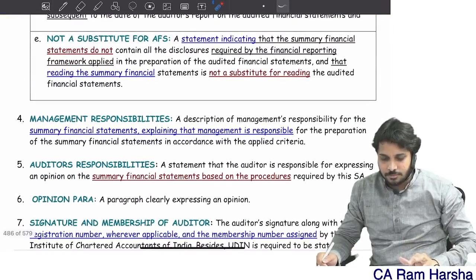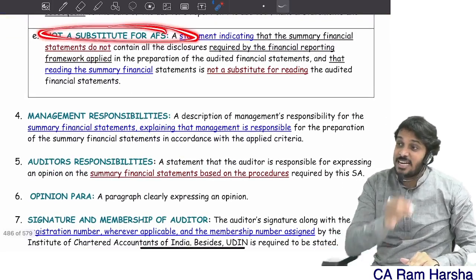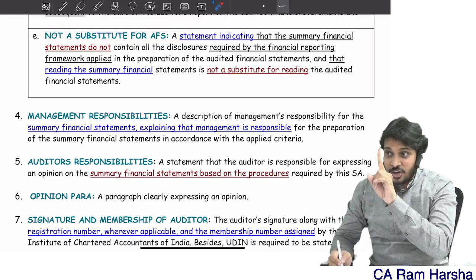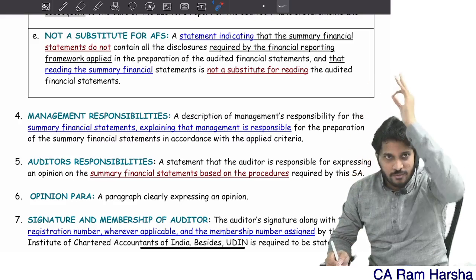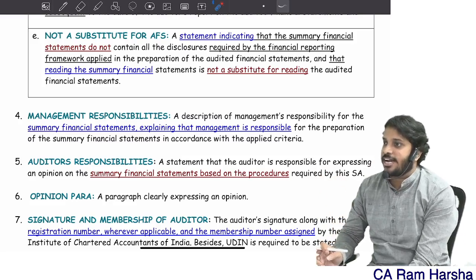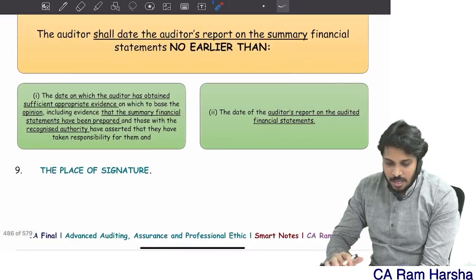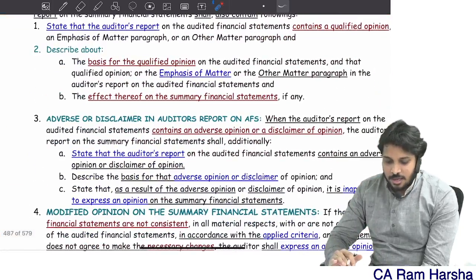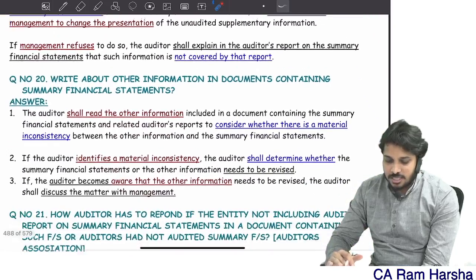Clear? And we should clearly tell the users in the audit report that reading the summary financial statements is not a substitute for the audited ones. It is always advisable to read the complete set of financial statements before taking any qualitative decision. This is regarding the date of the audit report, which I already covered, and this point I already covered just now.